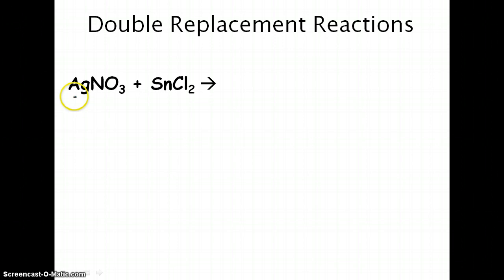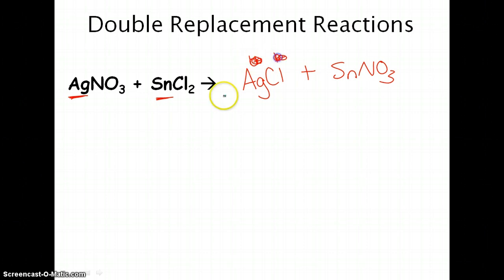All right, Ag and Sn are going to swap places, so Ag with Cl and Sn with NO3. Ag's charge was 1 plus, Cl's 1 minus, so they cancel. Sn's was 2 from here, 2 plus. NO3 is 1 minus, so it's NO3 2. And then we would need to put, let's see, we'd need 2 of these and 2 of those.